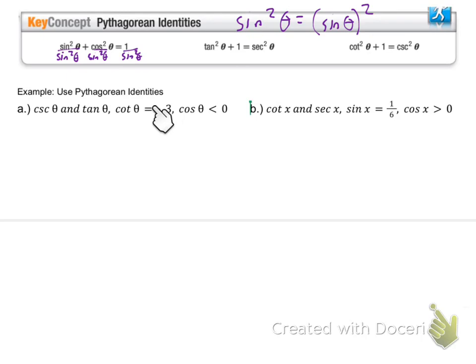So when are cosine and tangent both negative? You have to go back to, All Students Take Calculus. In which quadrants is cosine negative? Which two? 2 and 3. Cotangent, or tangent, is negative in which quadrants? Tangent. 2 and 4. So where would those overlap? 2. So I am in the second quadrant. So cosecant will be what value?